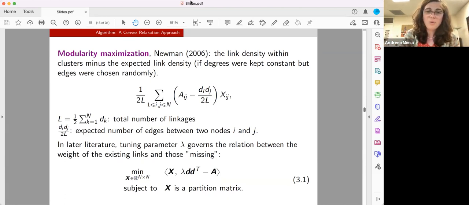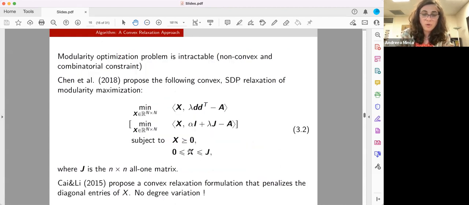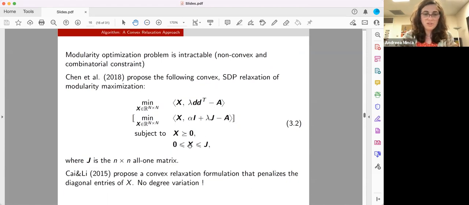A partition matrix was simply saying which nodes are going to be in the same cluster. So it's going to have a one for an entry if those two nodes belong to the same cluster. And now in the relaxation, you are simply going to say that you're no longer going to impose this. So you're going to be saying that the entries are between 0 and 1. So essentially X is between the 0 matrix and the all-ones matrix, and it's also positive semi-definite.